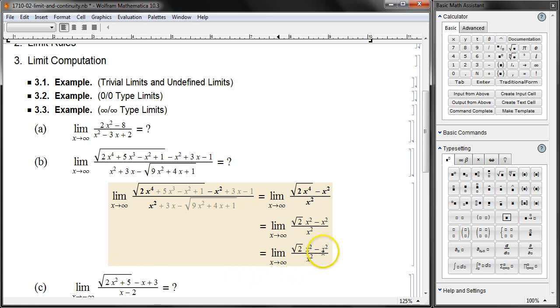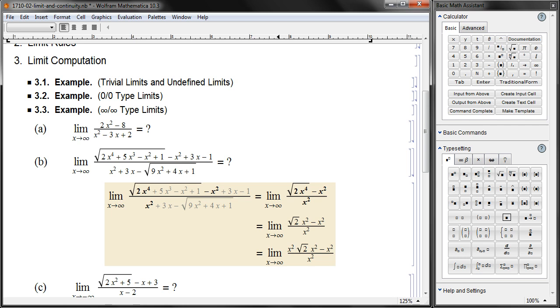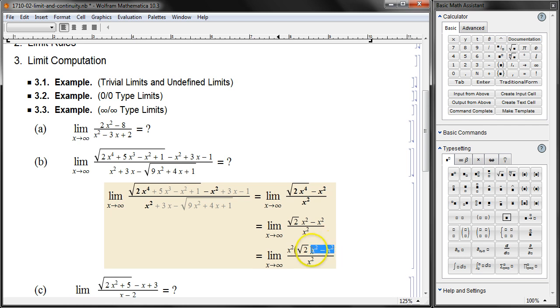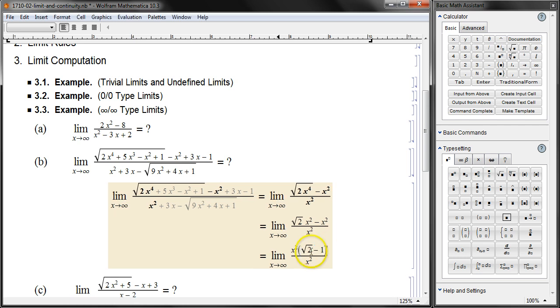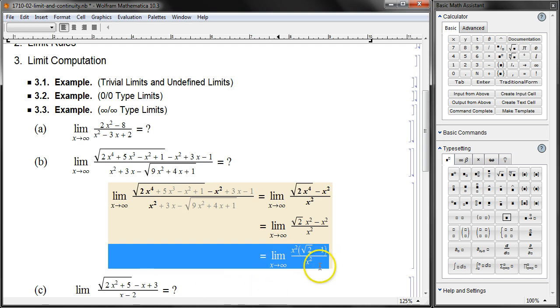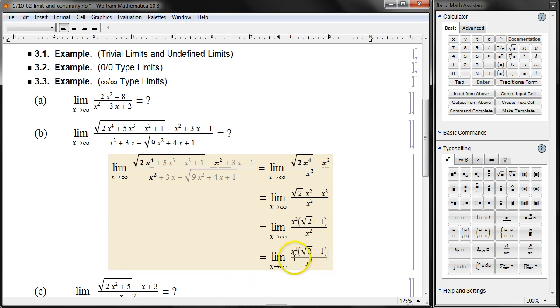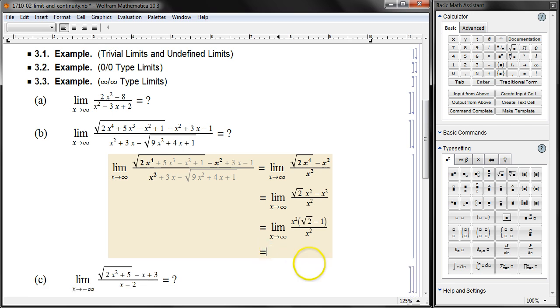Okay, that looks better. And here I can factor x squared out, right? And then what's left is square root 2 minus 1. And then x squared down here, up there, they will cancel each other out. And what I'm gonna get is just square root of 2 minus 1, and that's gonna be the answer.